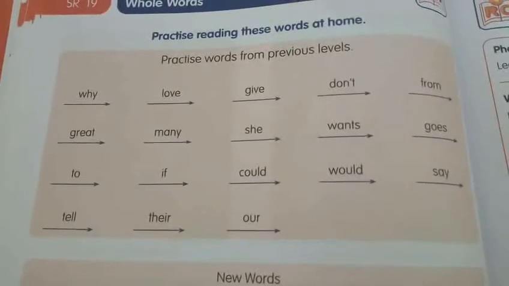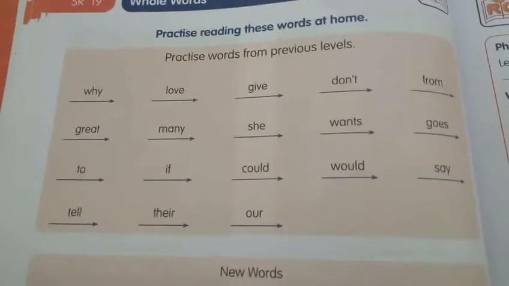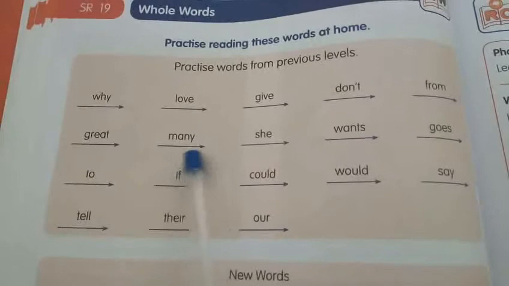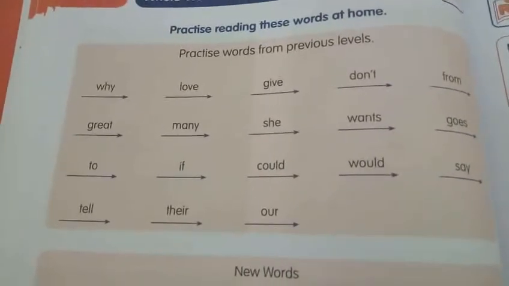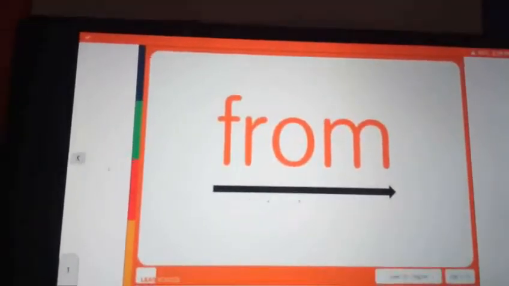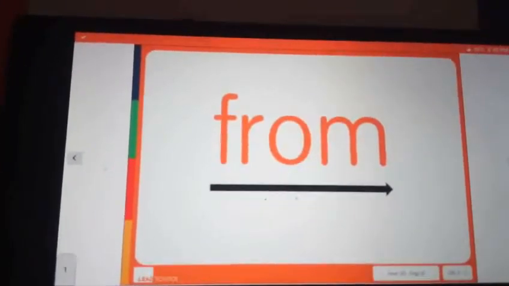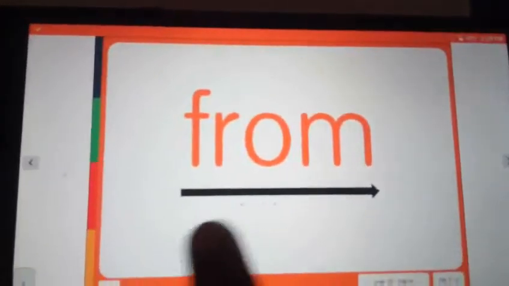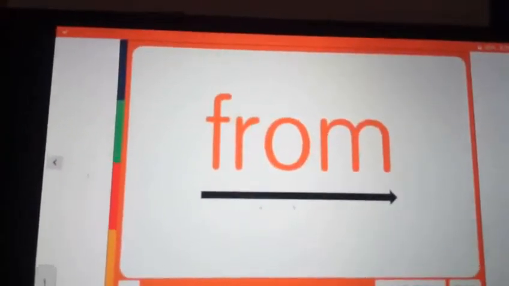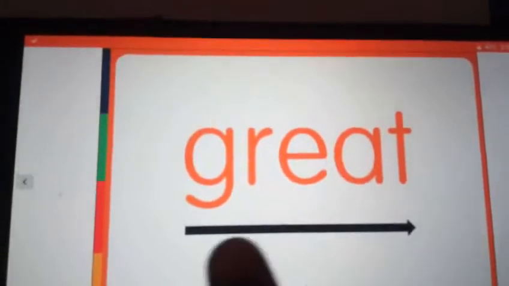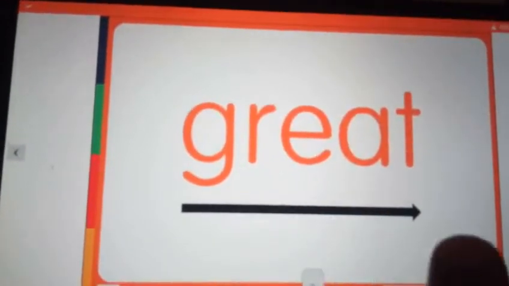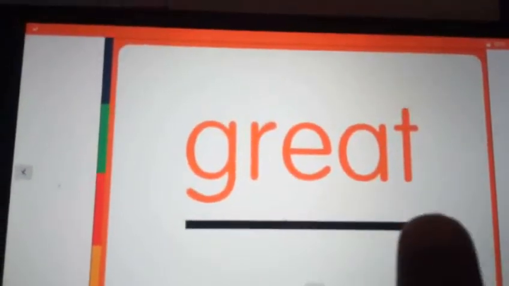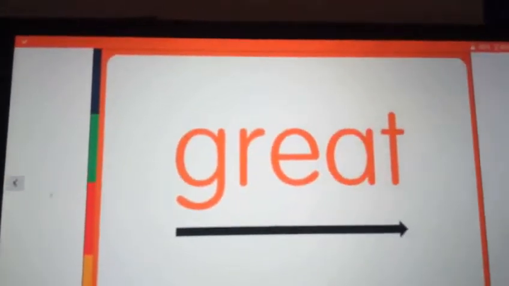Now I will show again. I will read the word, you will touch your finger in your SR book, okay? Yes. We have to read this word. We do not use the letter sounds to read these words, right? Yes. From. Great. You also read along with me. Great. Touch your finger in your SR book. Many.